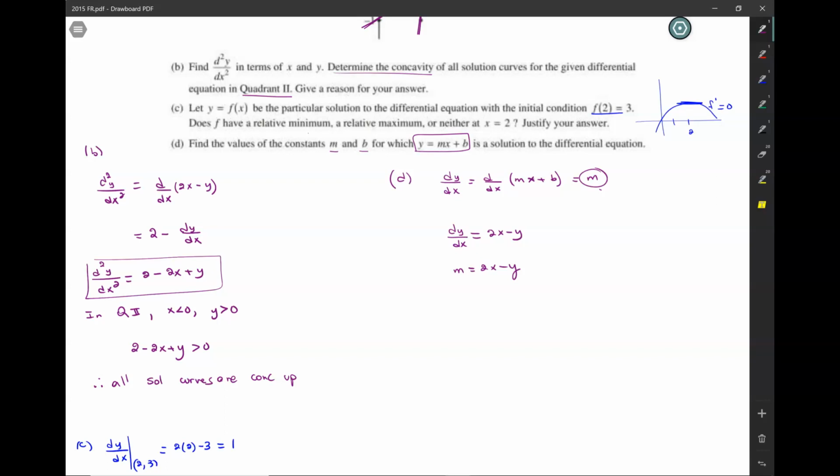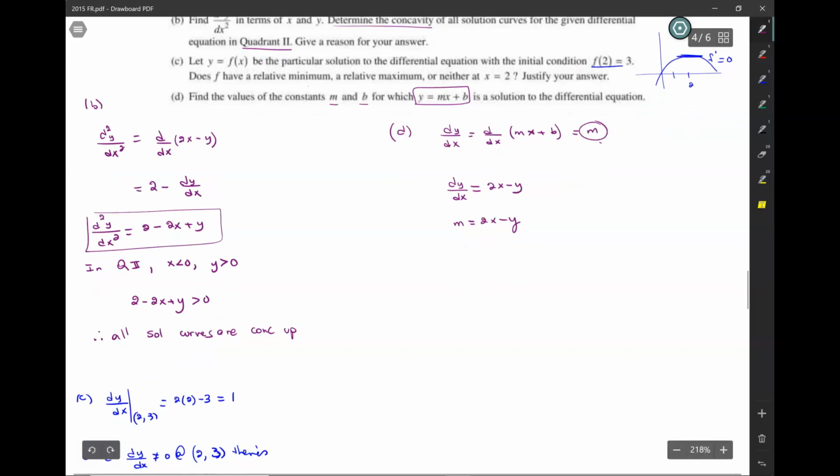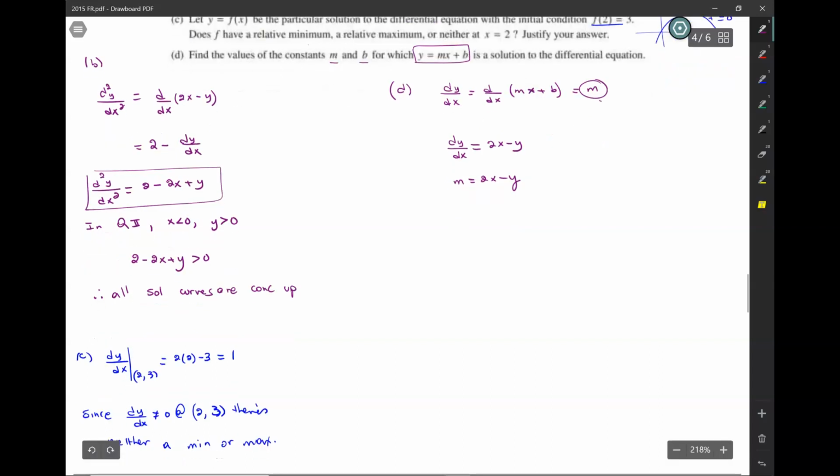Now, what do we need to solve for? m and b. Well, look at this equation. I have m, I have x, I have y, too many things. I need to get rid of one of them, right? So I say m equals 2x minus, what is y? mx plus b.